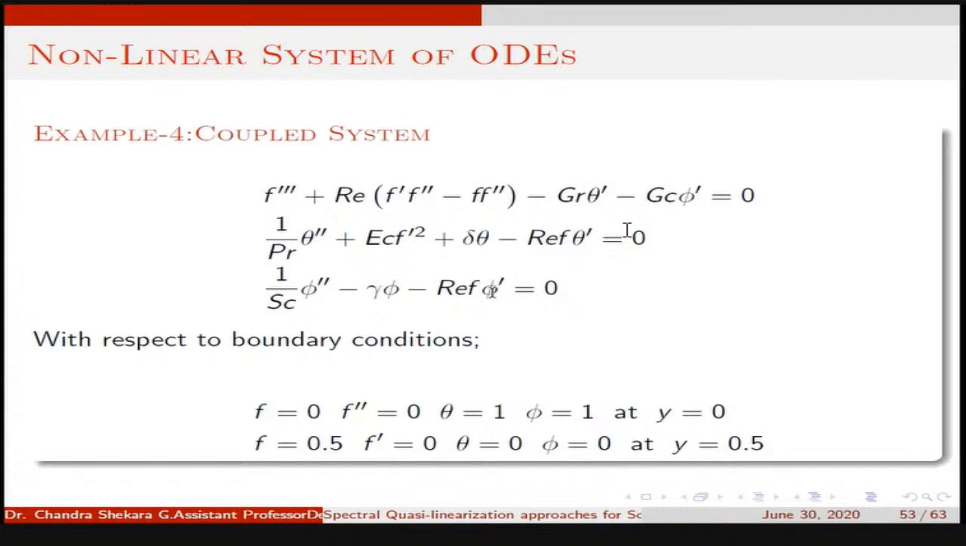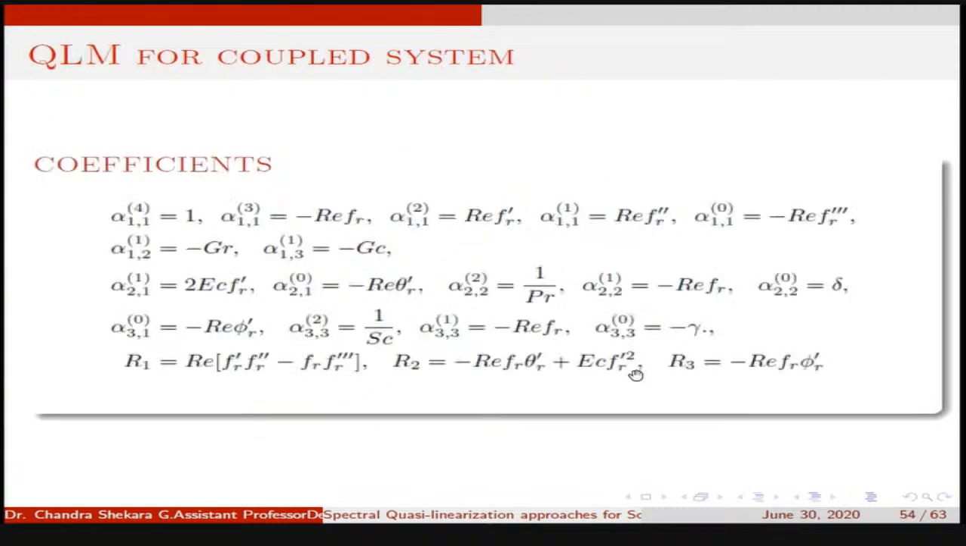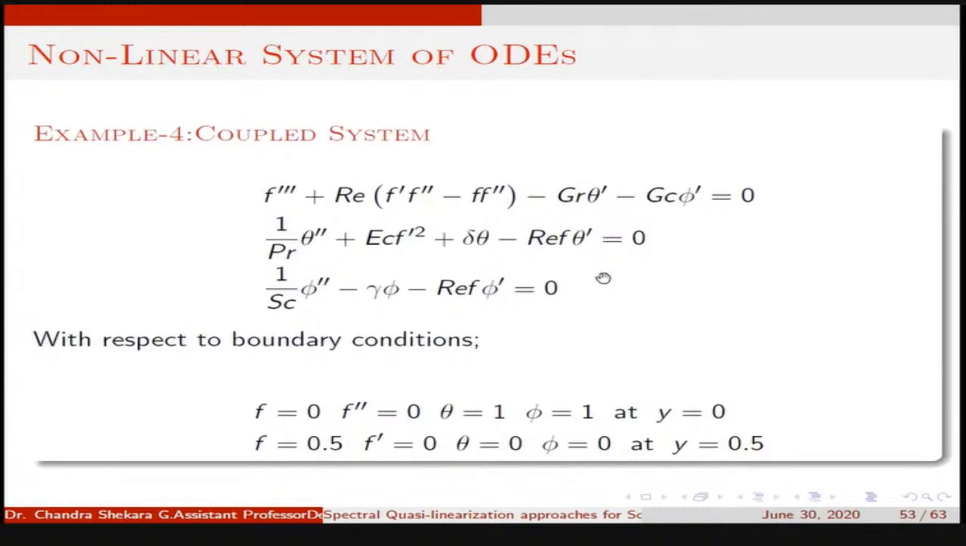So again, I hope there is some time, so I will just quickly take one more example, but I am not giving it in detail. I will just show how accurate this method is. This is another system of equations from fluid mechanics, boundary layer flows, with respect to these boundary conditions. I just show how to quasi-linearize, because this is a nonlinear operator. This is a nonlinear term here, and this is the only nonlinear term, and this is a nonlinear term here.